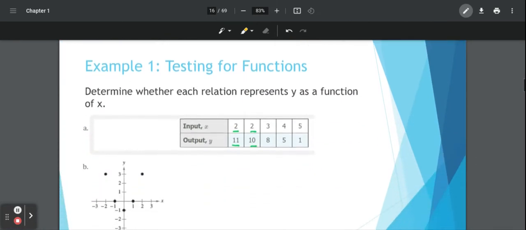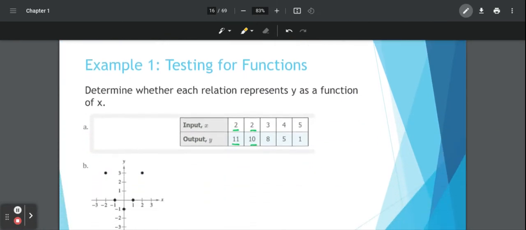So looking at this chart here, if we look at our input, you'll notice the X or the input occurs twice, and it's for two different Y values. So visually, if you were to graph the point (2, 11) and then graph the point (2, 10), they would vertically sit right on top of each other. So if you were to draw that vertical line, it would pass through 2 points, which means it doesn't pass the vertical line test, or it's not a function.